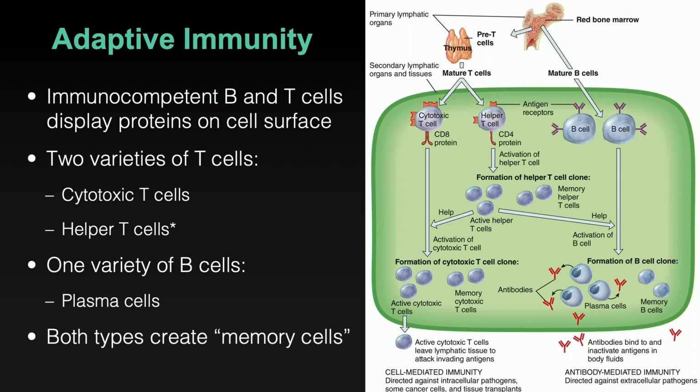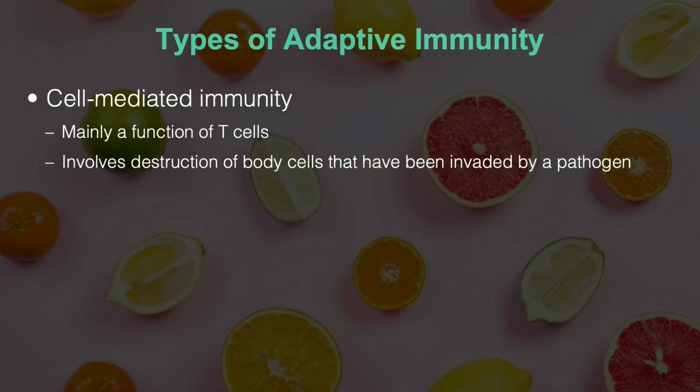Now, if we think about the helper T cells as pointing everyone else in the proper directions, what are we left with? We have cytotoxic T cells and we have plasma cells. There are two workers. And conveniently, there are two types of adaptive immunity. And you would be right to think that one type of cell is primarily involved in one type of adaptive immunity.